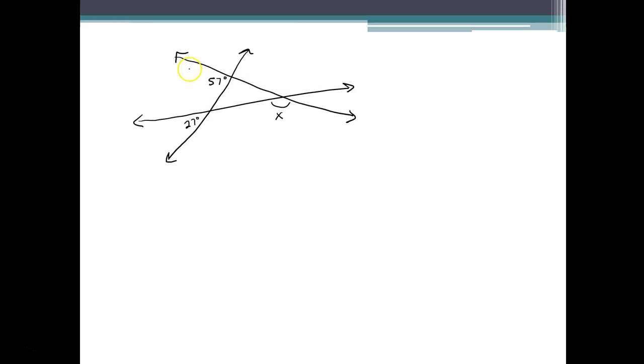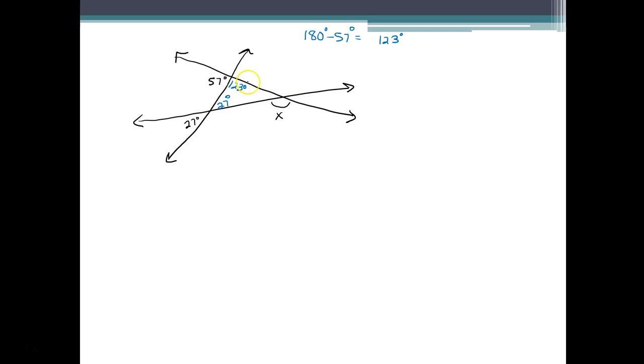But what you do know is, like for instance, right here you have vertical angles. This is 27. This one has to be 27 also because of vertical angles. Right here, these three lines mean that these angles that are side by side making up that line have to add up to 180. So next to the 57, the adjacent angle has to be 180 minus 57. So we have to have 123 right here. 57 plus 123 is 180, which would make this straight line here.